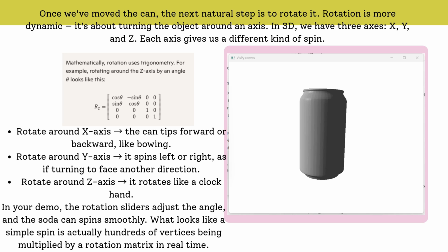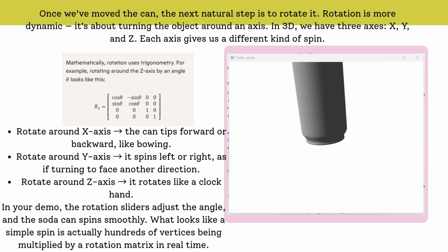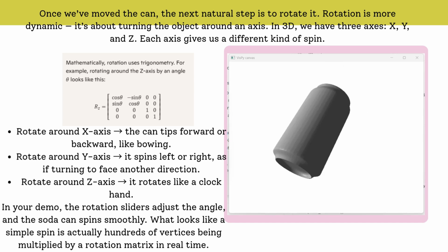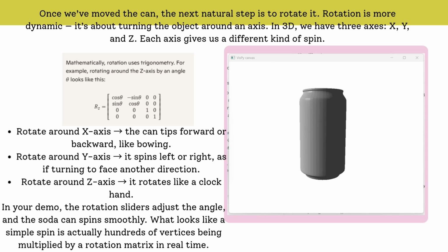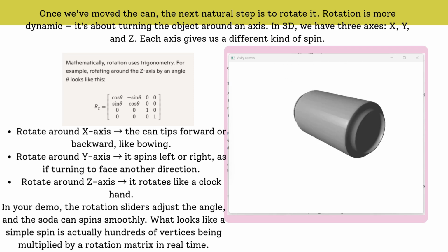Adjust the rotation slider around the angle and the soda can spins smoothly. What looks like a simple spin is actually hundreds of vertices being multiplied by rotation matrices in real time.